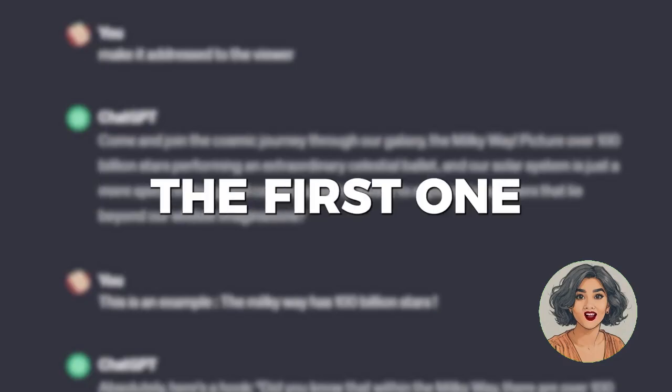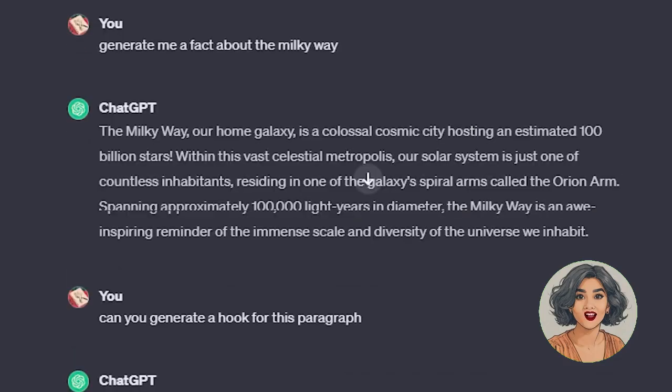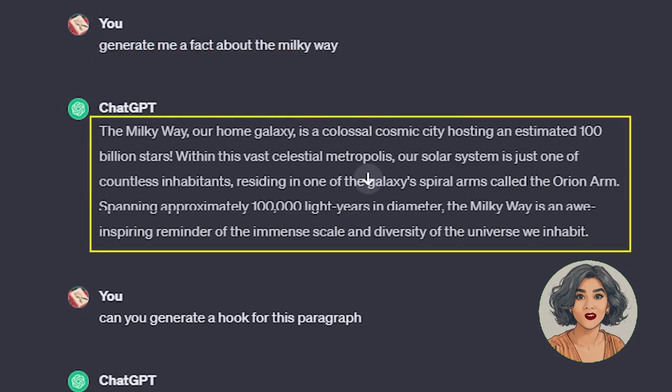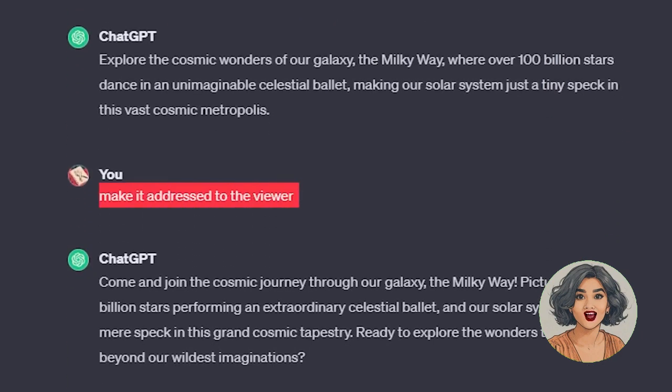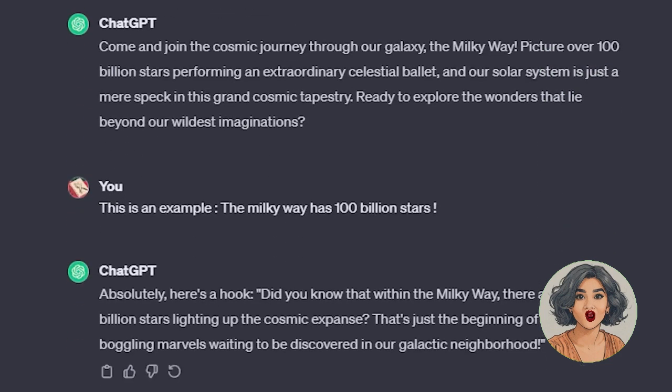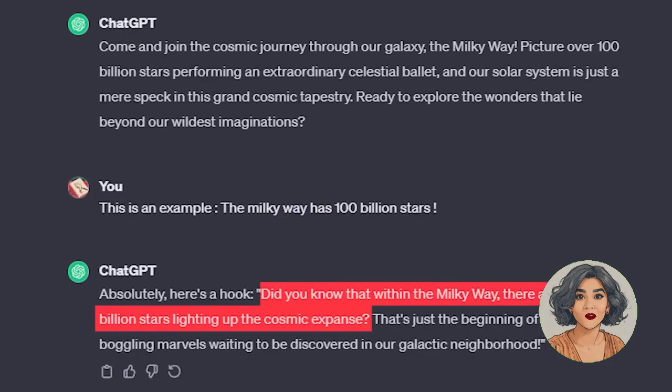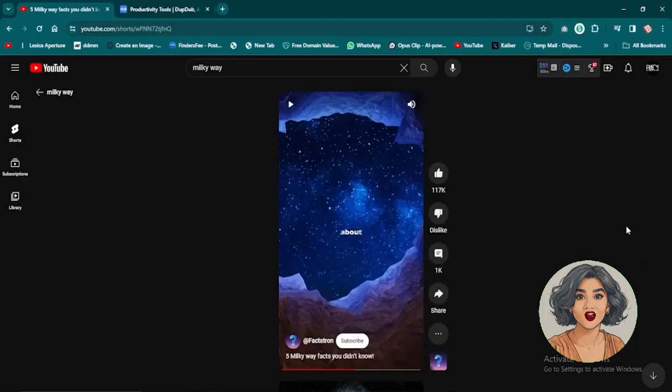The first step is generating the script. There are 2 ways to do that. The first one is by using ChatGPT. I first asked it to generate me a fact about the Milky Way. Then, after I got the fact I'm going to use, I asked it to generate me a hook for this paragraph. Then I tried to make it address the viewer, but it wasn't as I wanted. So I gave it an example, and I got the hook I wanted. I'm only going to use the first part of it.